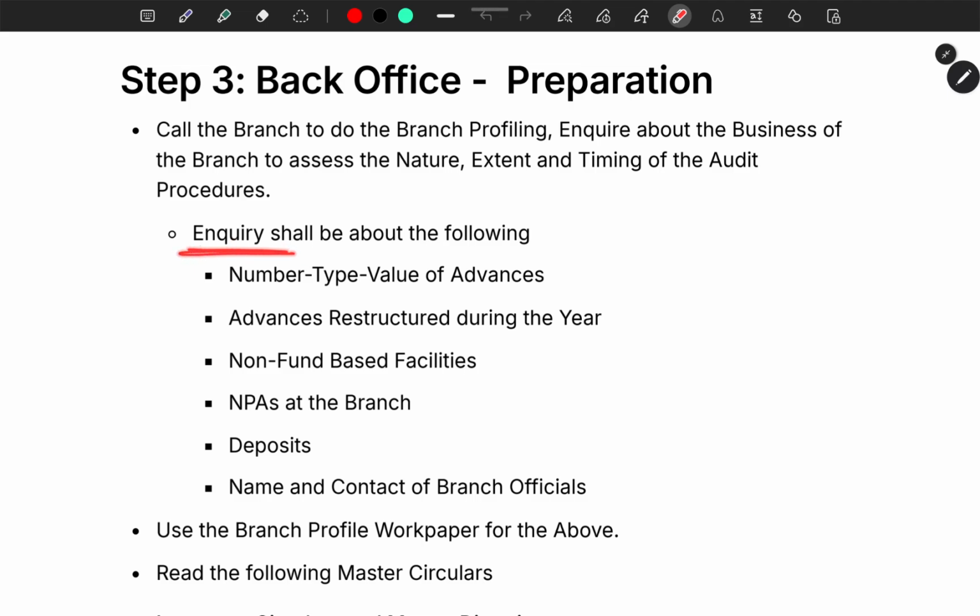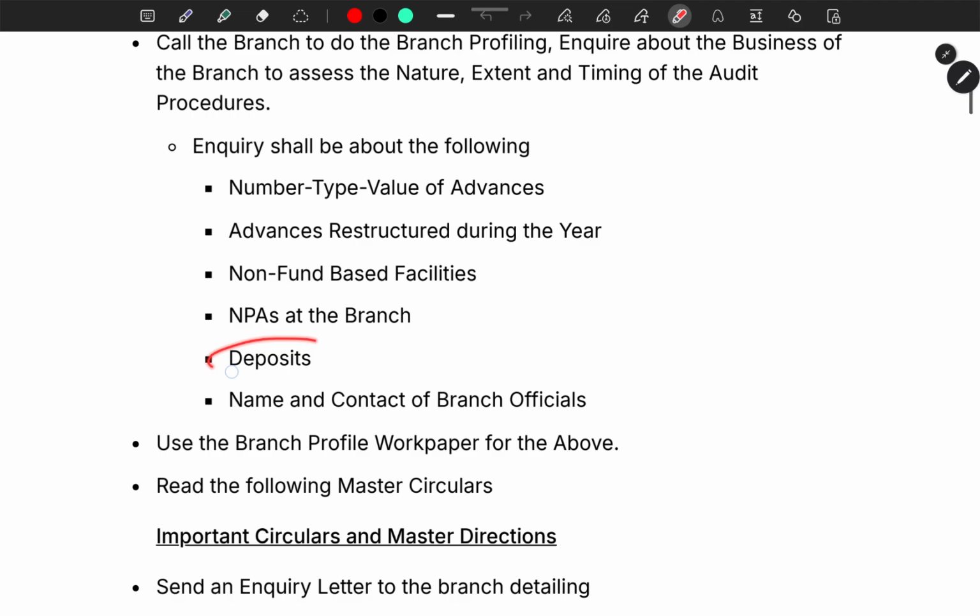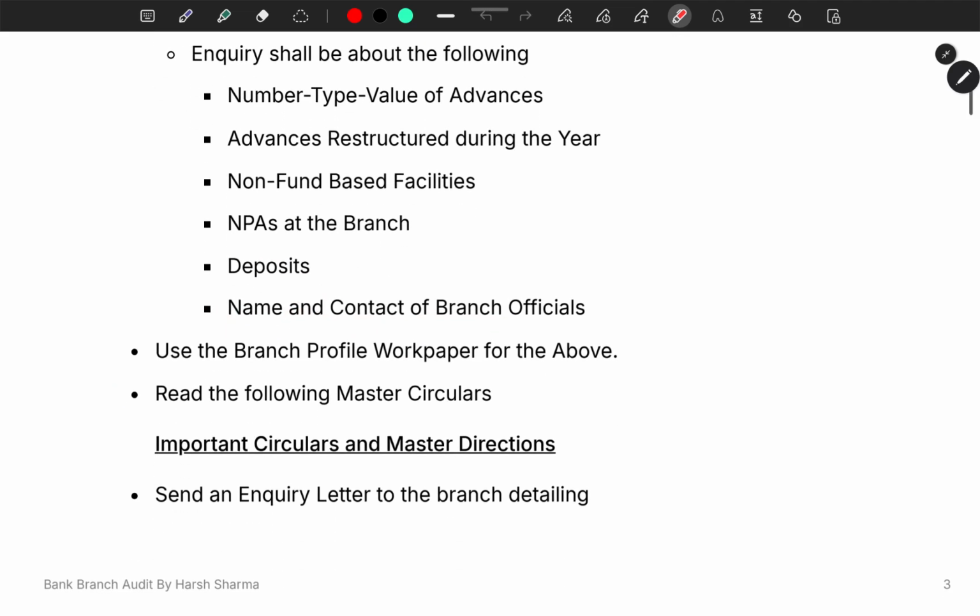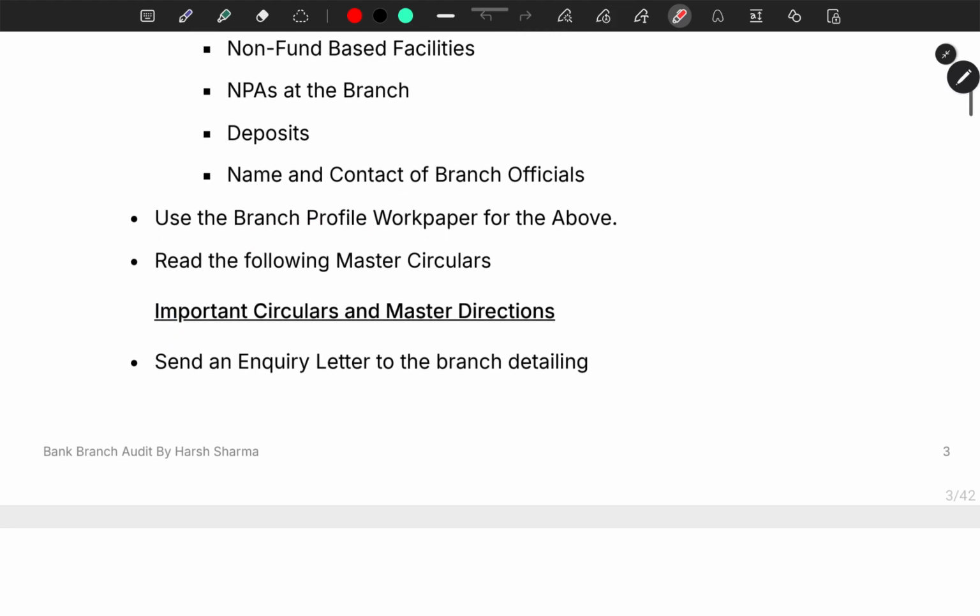First, to inquire. What are you inquiring? The number, value and type of advances, how many advances were restructured, whether there are any non-fund-based activities, how many NPAs are at the branch, what is the level of deposits being maintained, name and contact of branch officials. You can use a branch profile work paper for this. What you need to do is read a few master circulars. I will attach this later.